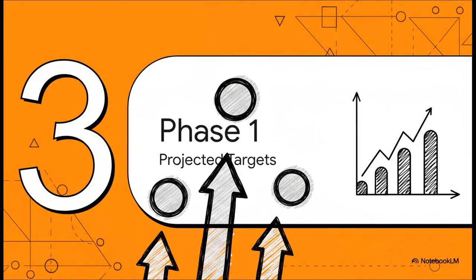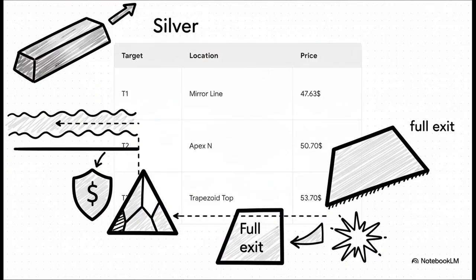Okay, with the entry and risk now defined, phase 1 also goes ahead and lays out the projected targets. For this cycle, there are 3 potential price targets on the map. So the model gives us 3 distinct targets. Target 1, or T1, is at the mirror line priced at $47.63. T2 is located at what's called Apex N, and it's designated as a safe exit point at $50.70. And finally, the ultimate goal, T3, represents a full exit at the very top of the trapezoid priced at $53.70.